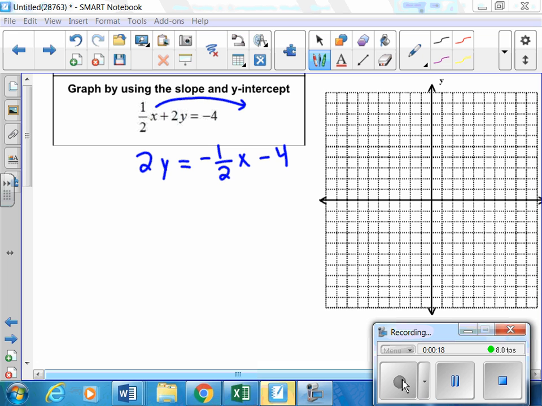After that, we're going to divide by 2. So we'll divide this by 2. We'll take 1/2 and divide that by 2, and we'll take 4 divided by 2. So the 2's cancel, we get y equals, what's negative 1/2 divided by 2? That's going to be negative 1/4.